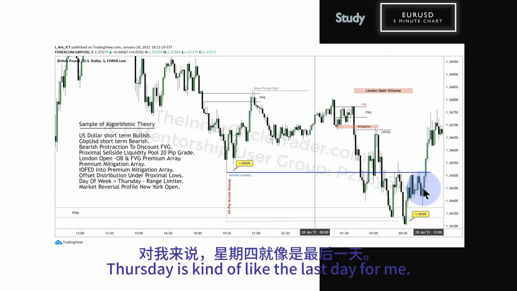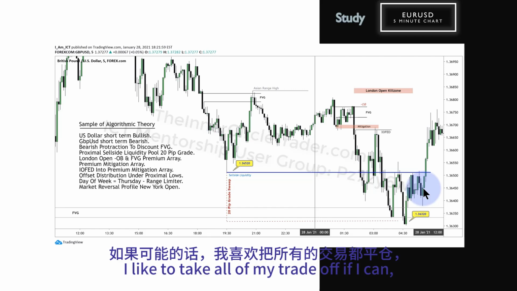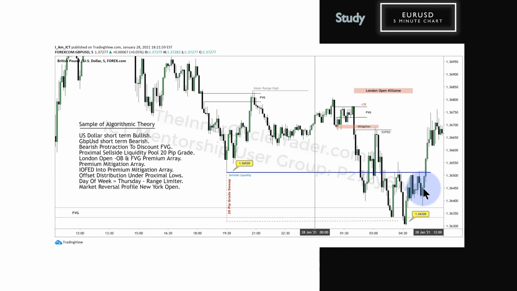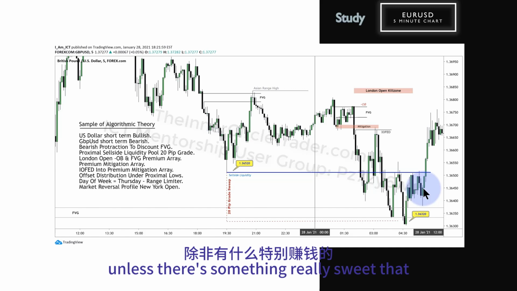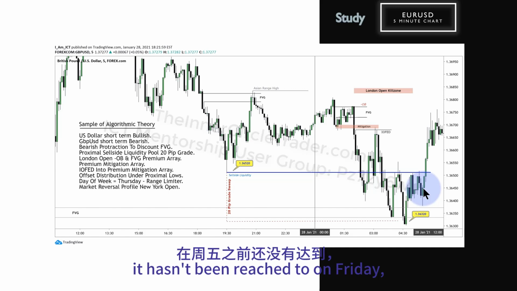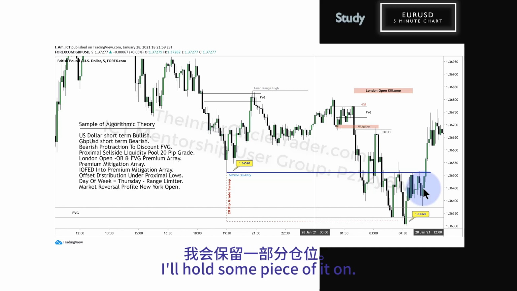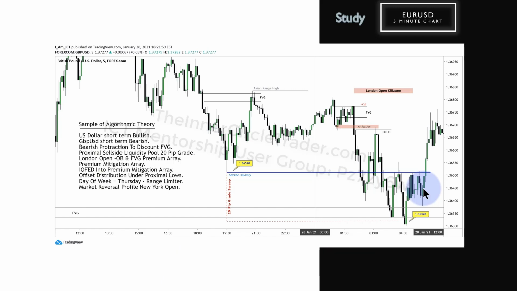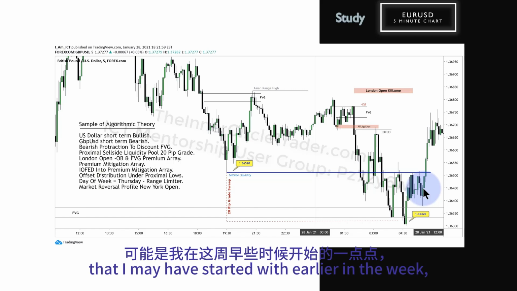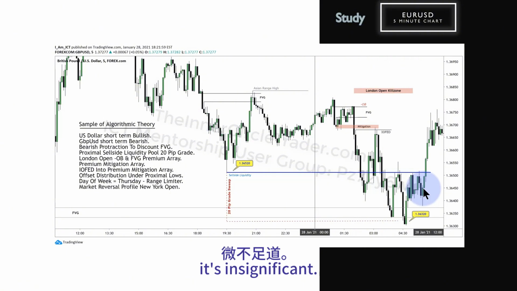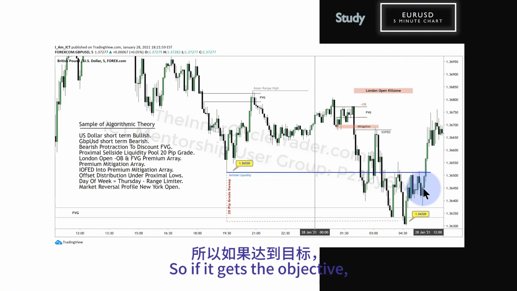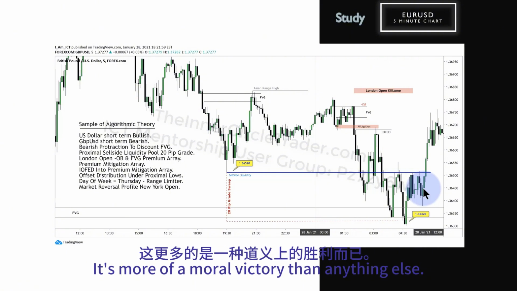Thursday is kind of like the last day for me. I like to take partials. I like to take all of my trade off if I can, unless there's something really sweet that it hasn't been reached to on Friday. I'll hold some piece of it on, but usually it's such a minute little that I may have started with earlier in the week. It's insignificant. So if it gets the objective, it really isn't that big of a deal. It's more of a moral victory than anything else.